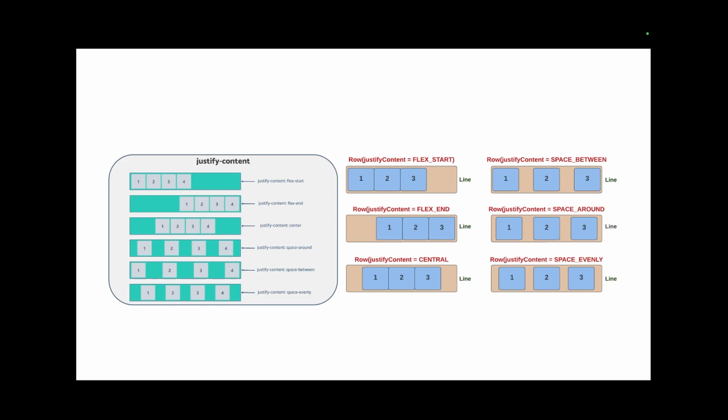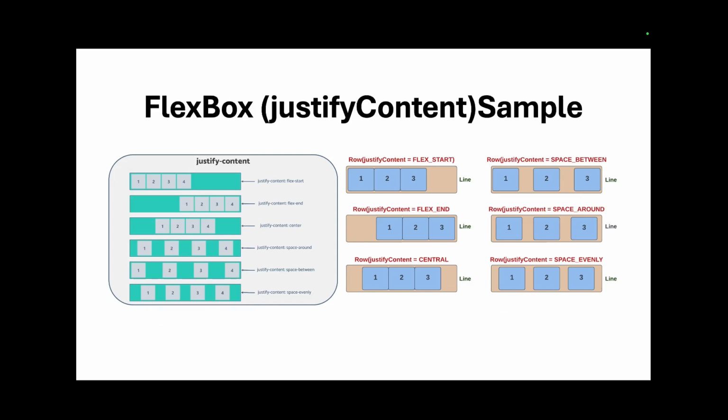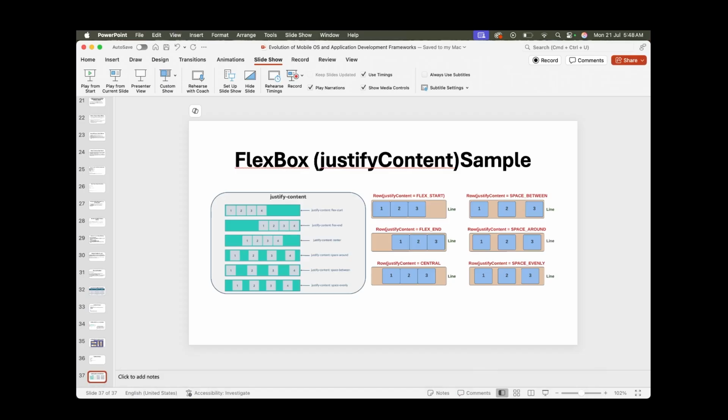But in case of space evenly, they will leave equal space around. Equal space in between the atoms and equal space at the edges of that particular view. That we will see in the example. So this is justify content. We have seen flex, flex direction, and align items. Let's look at the example.